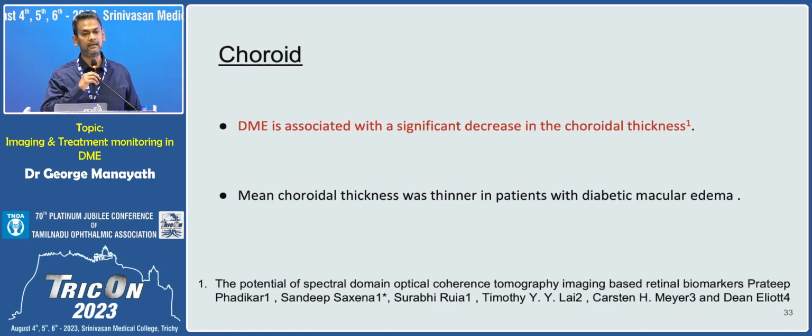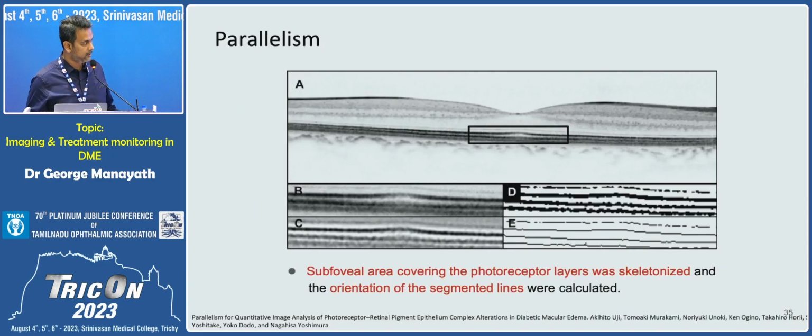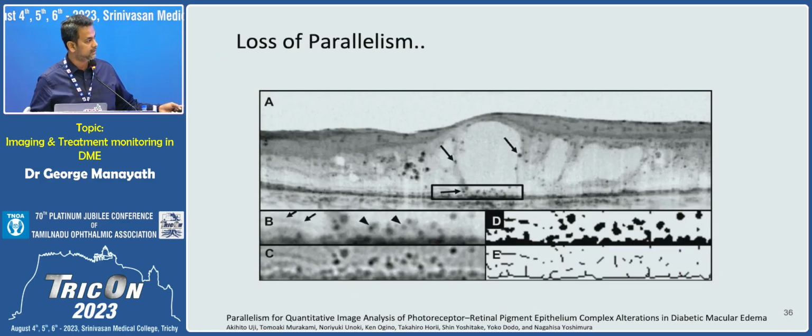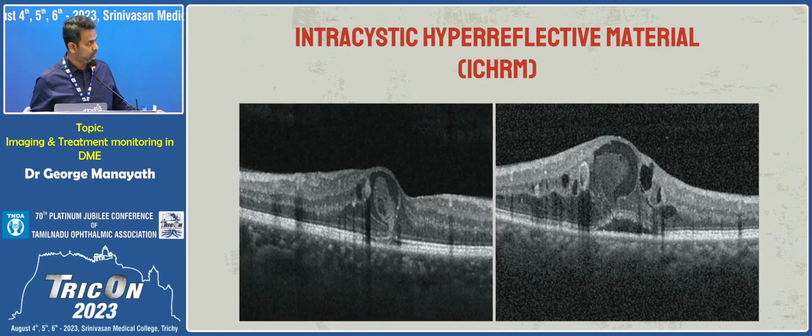Also, the choroid seems to be thinner in patients with DME. So if you have a patient with greater baseline choroidal thickness, it predicts a better visual outcome when you treat with anti-VEGF therapy. Another biomarker is parallelism, where the subfoveal photoreceptors are skeletonized and segmented, which usually will be parallel. In DME, when there is a loss of this parallelism, it is predictive of poorer outcome with anti-VEGF therapy. Lastly, to touch upon one more, this is something called ICHRM, or presence of intracystic hyperreflective material.